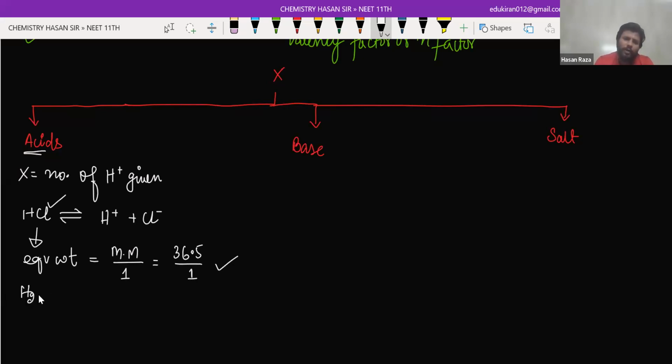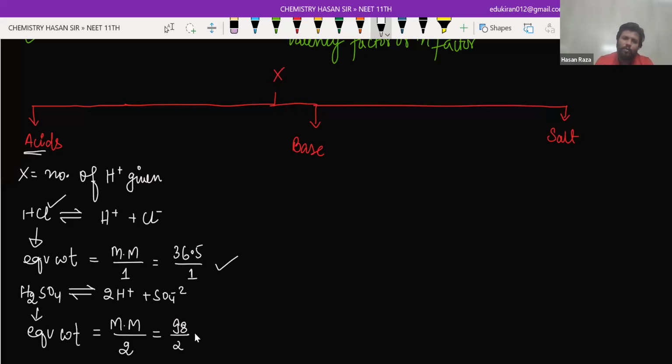If you calculate X for another acid, H2SO4, you know that this will give 2H plus and SO4 minus 2. The equivalent weight of H2SO4 will be molar mass upon X. X is how much? You can see 2H plus given, so 2. Molar mass is 98 divided by 2, so it will be 49. Is that clear? So the number of H plus given will be equal to X for an acid. Is that clear, everyone? Yes, sir.